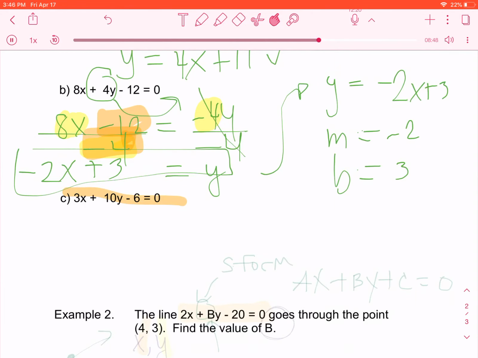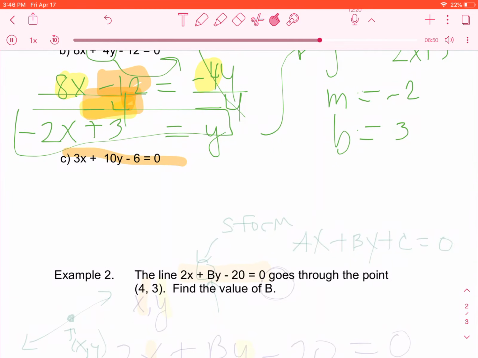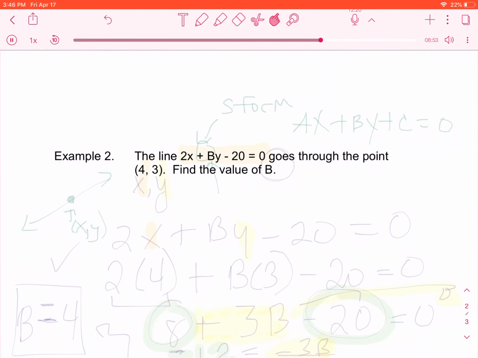Okay, and then we'll just finish up with example 2. So for example 2, I have the line 2x plus by minus 20 is equal to 0. So you'll notice this already is in standard form, where all the terms on the left side are balanced on the left side, where what's only on the right side is 0. Now it goes through a point. So remember, a point is just x comma y. That's a point that lies on that line.